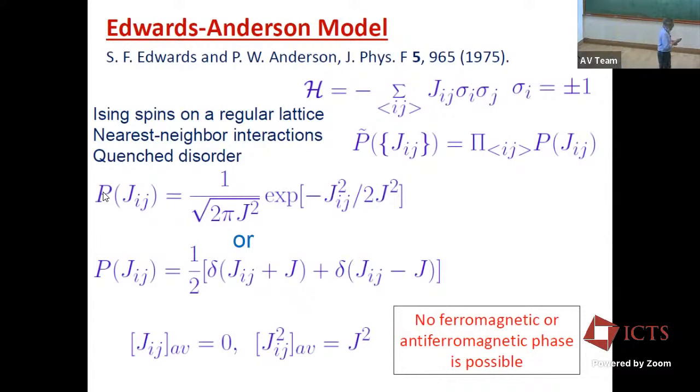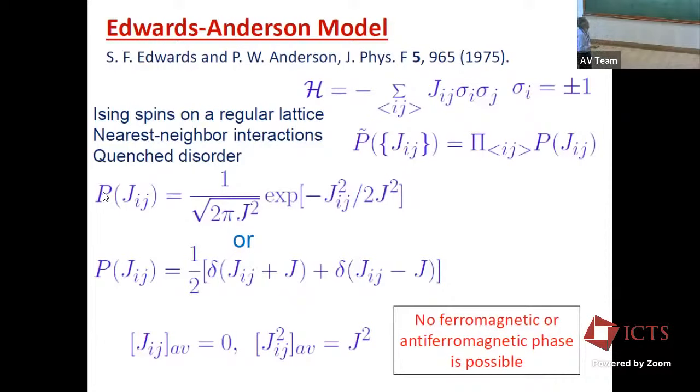Okay, so this is a model which is trying to incorporate the sort of physics that I have been discussing here: you have a system with random J_ij's, and these J_ij's can be positive or negative, with equal probability, so that their average value is equal to zero. And then the J squared average sets the scale of energy and the scale of temperature.